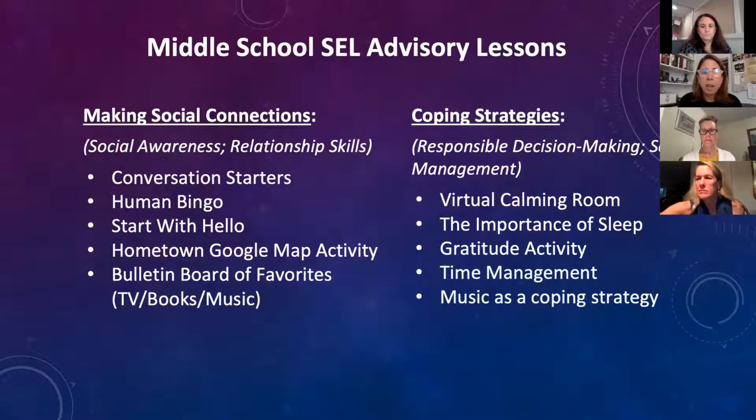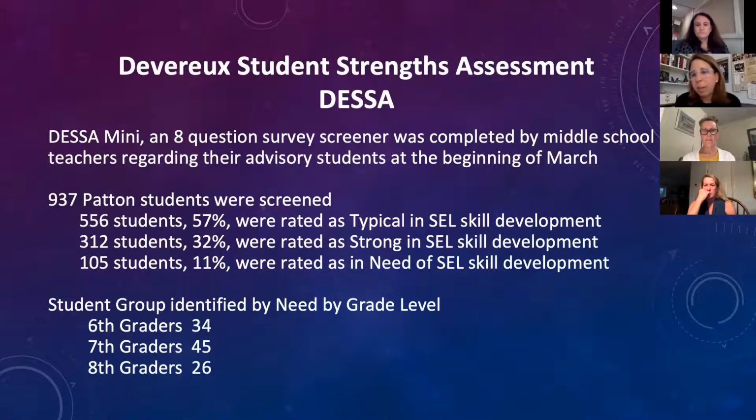And then coping strategies. We have a virtual calming room. We've done activities on time management and music as a coping strategy. So those are some of the tier 1 activities that we've done at the elementary and middle school levels. And now Maureen's going to share information about another program that's happening at our middle school.